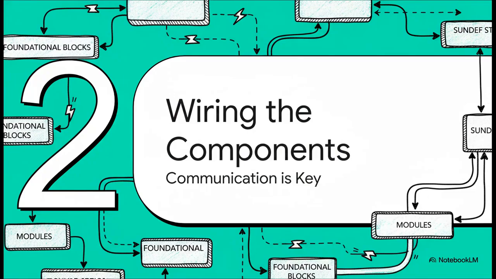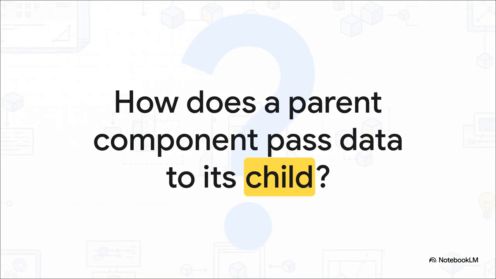So we've got our foundational blocks, and we've organized them into modules, right? But a building with a bunch of isolated rooms isn't super useful. We need to connect them. And in Angular, that means we need to talk about component communication. This is basically the electrical wiring of our application. This right here is one of the most common bread and butter questions you will get.